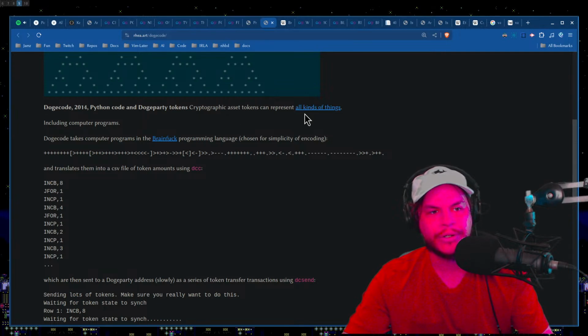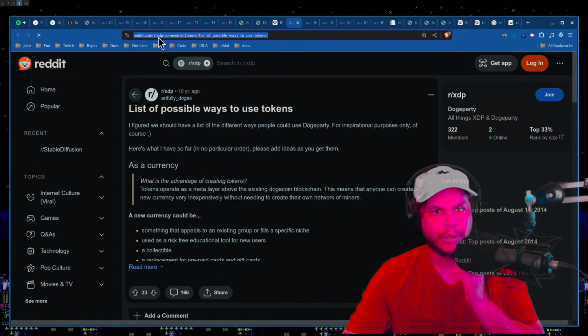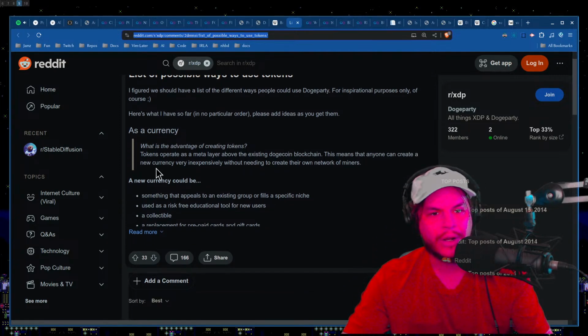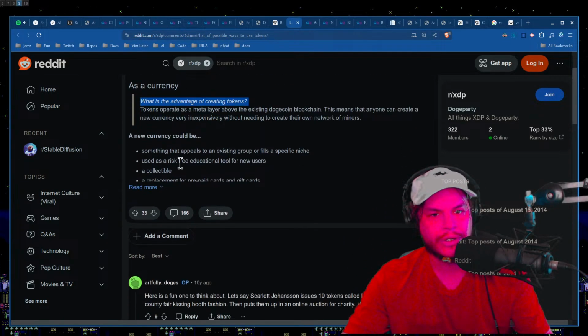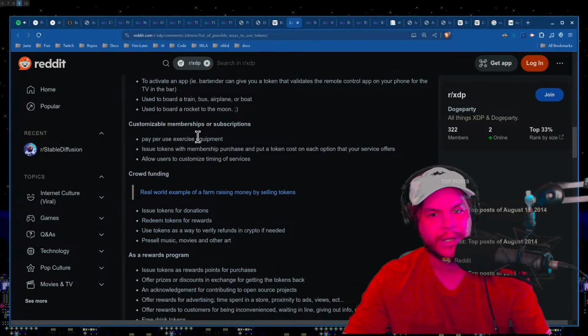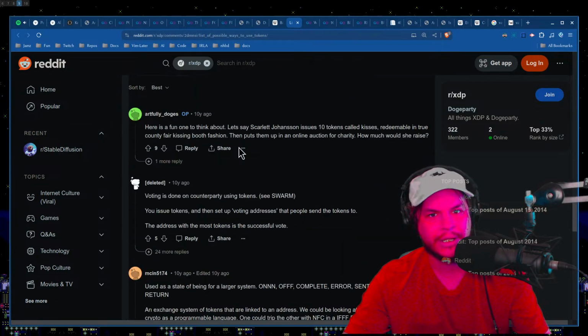Cryptographic asset tokens can represent all kinds of things. And then there's a link here to a little Reddit article, which is, I think we should list some different things people could use for Doge Party for inspirational purposes, of course. Here's what I've thought about. As a currency, as a new currency, as a token of ownership, as a ticket or an access pass, crowdfunding, customizable, this, that, this, that, this, that.